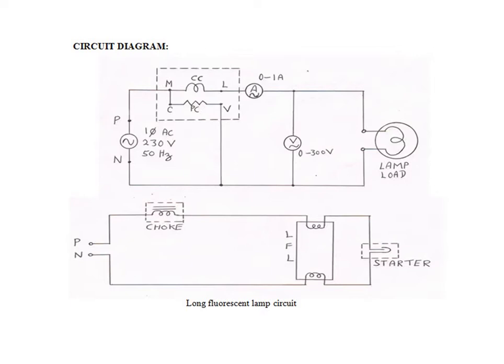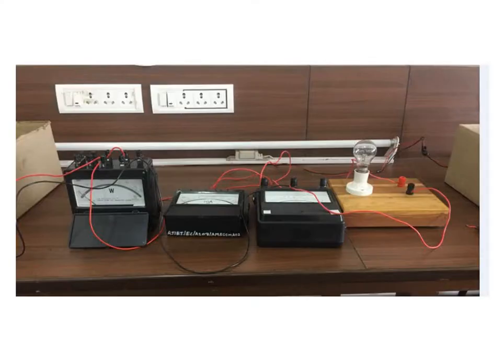We will be connecting the circuit as shown in this circuit diagram. This is the setup: wattmeter, ammeter and voltmeter connected as shown in the circuit diagram, and incandescent lamp fixed in the batten holder.